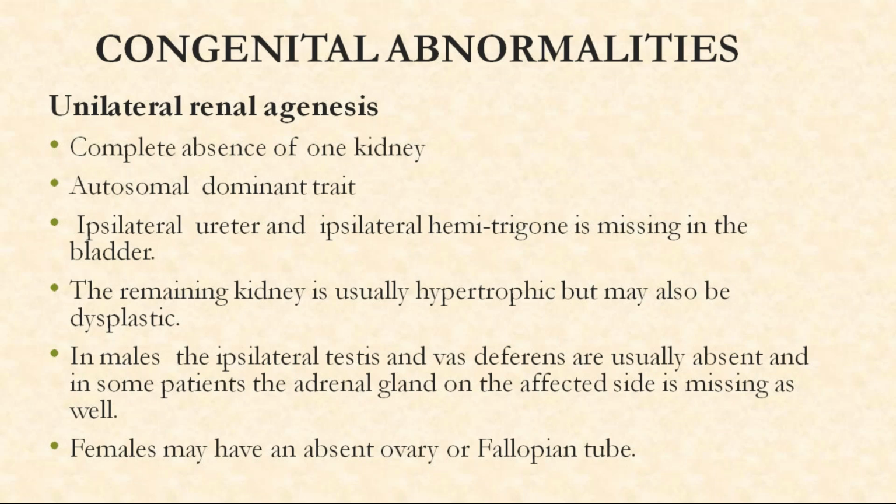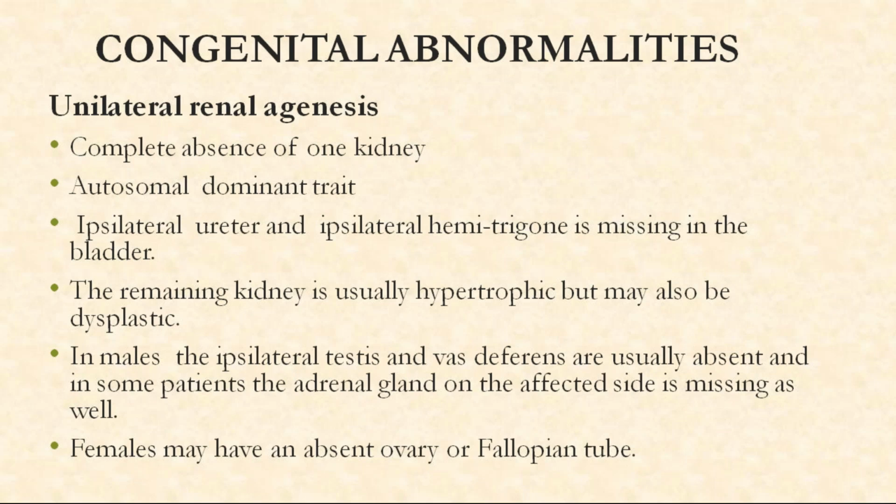Then coming to the remaining kidney. The remaining kidney is usually hypertrophic but may also be dysplastic. Then in males, the ipsilateral testis and the vas deferens are usually absent, and in some patients the adrenal gland on the affected side is missing as well. Females may have an absent ovary or fallopian tube. See, this is a very important 4-mark or 2-mark question for you.